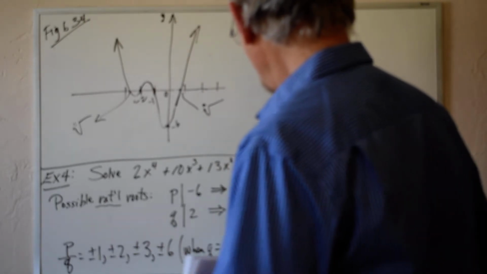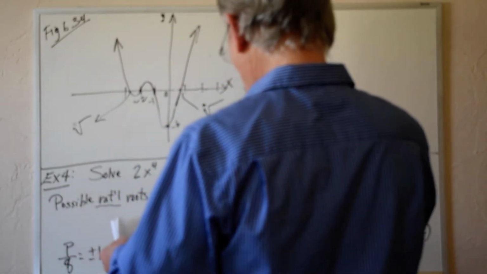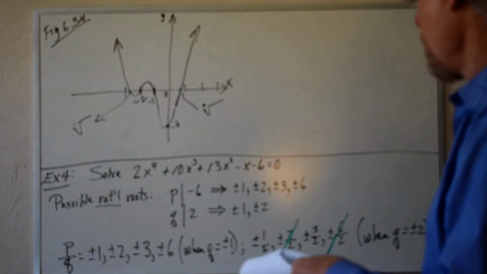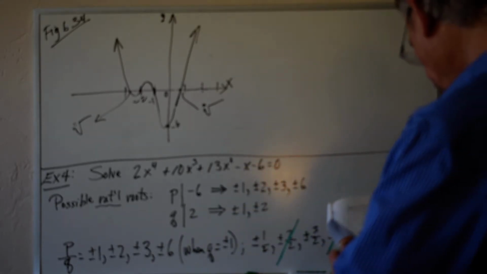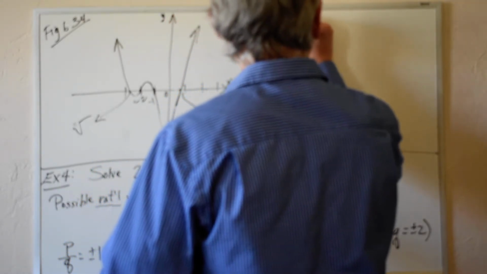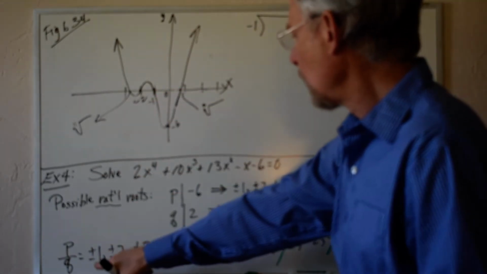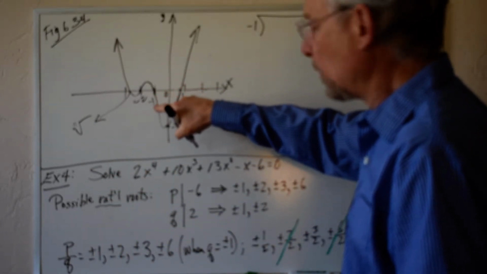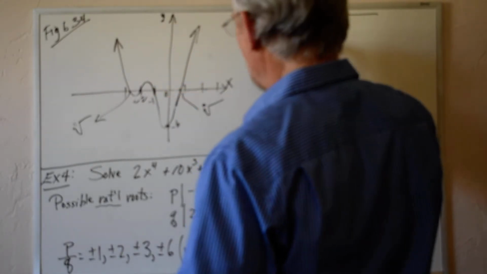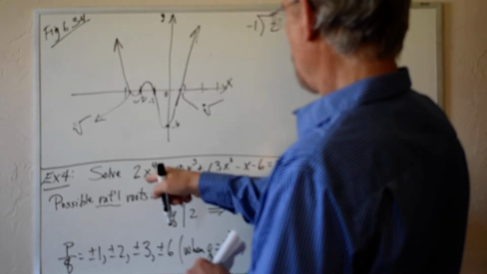Let me just get a little more space there. And let's try out x equals -1. So I'm going to try -1. That's a rational possibility for a rational root. And the graph kind of indicates that it probably is. So let's divide using synthetic division. We'll divide -1 into this polynomial.